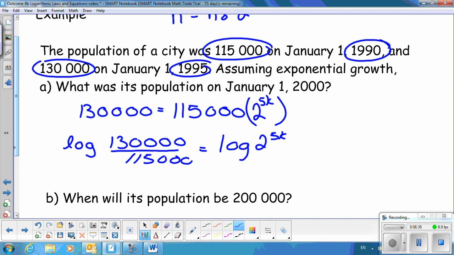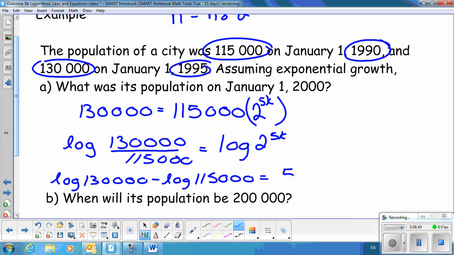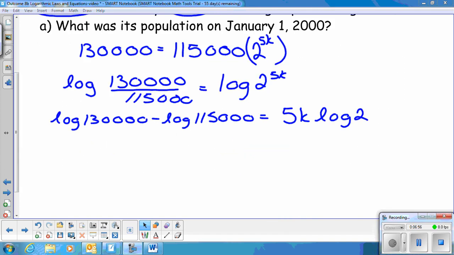I can write the left-hand side as a subtraction. So the log of 130,000 minus the log of 115,000 is equal to, and on the right-hand side, I'm going to bring that exponent out front, times the log 2. Next step, to get k by itself, I need to divide both sides by 5 log 2.